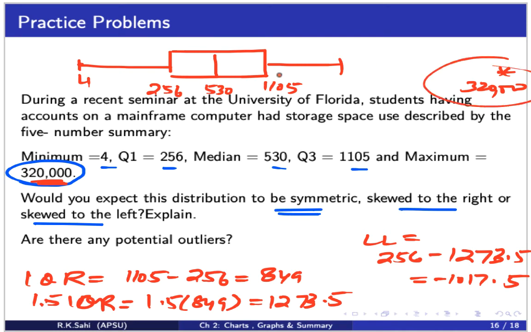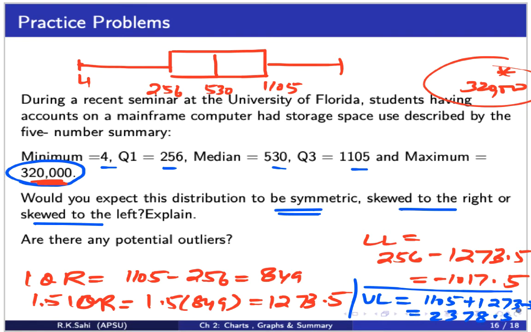But if you want to still do the math here, you can find the upper limit, just for some of you who like to see numbers. So it's going to be 1105 plus 1273.5. Clearly, this number is in the 2000s and definitely much more, 320,000 is way beyond that. So this number is 2378.5. Okay.